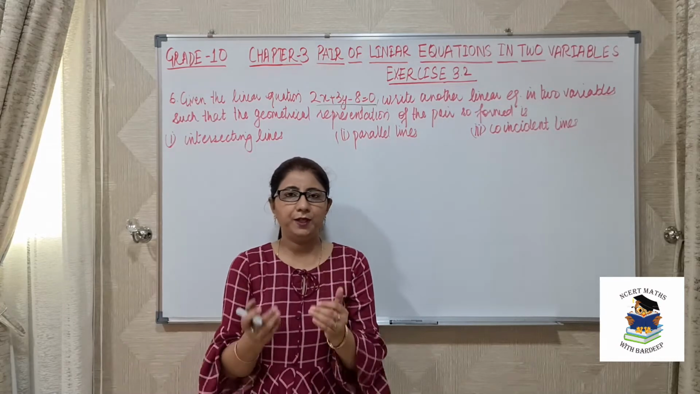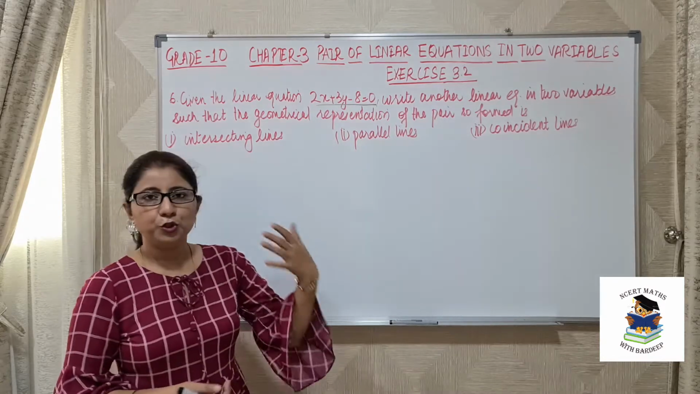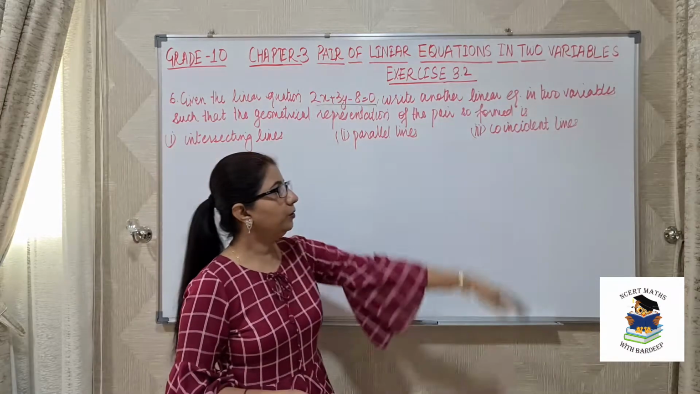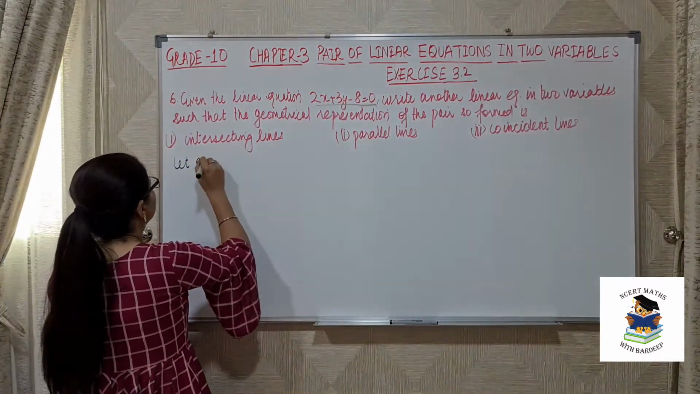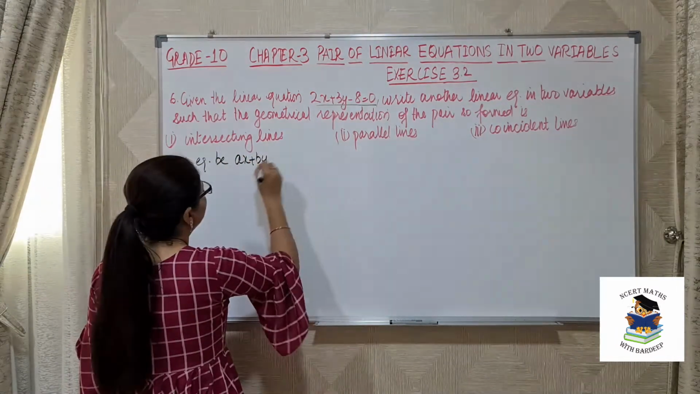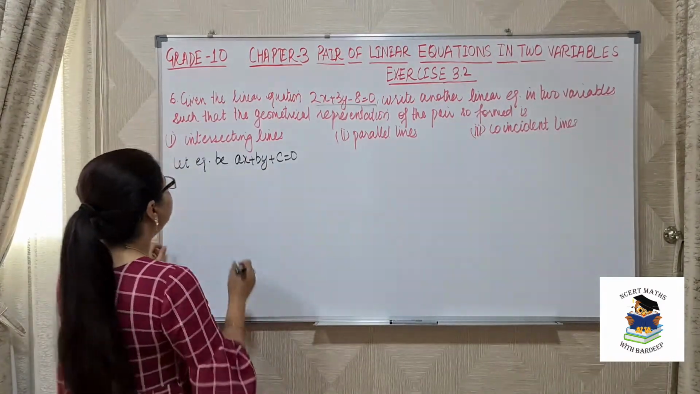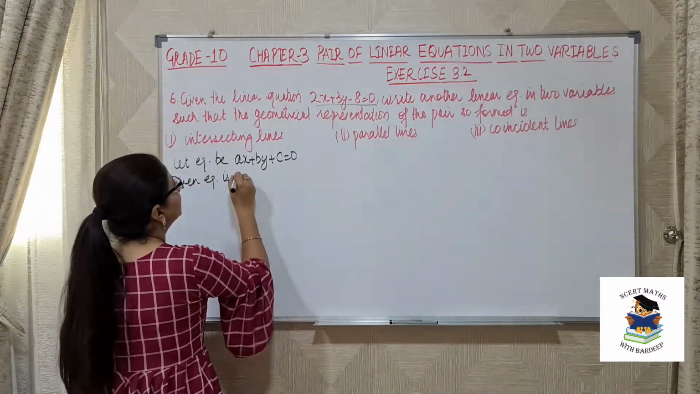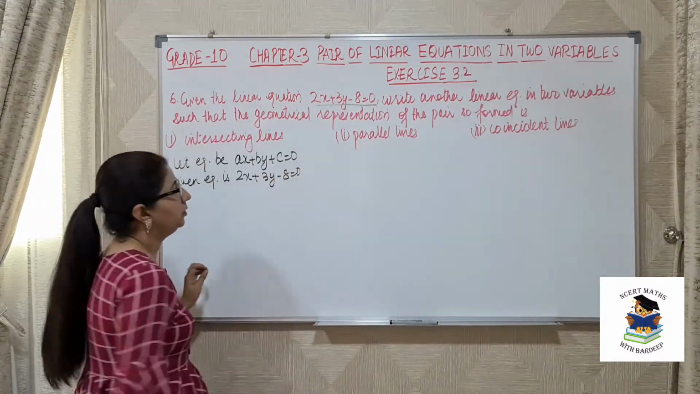That means we have to frame one linear equation in two variables of our own which should satisfy the condition for intersecting lines, parallel lines, and coincident lines. So let us assume the equation to be, so general format is ax plus by plus c equals 0, and the given equation is 2x plus 3y minus 8 equals 0.